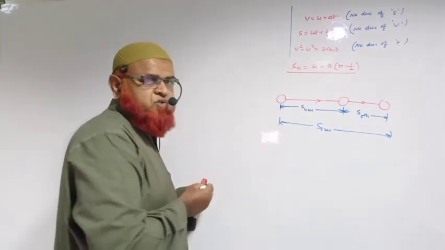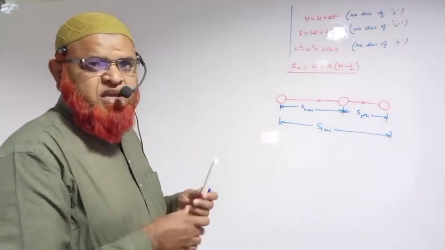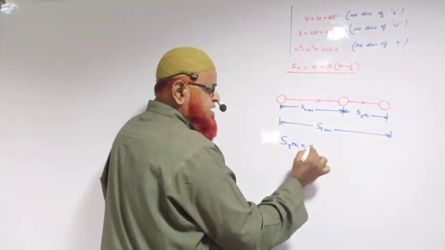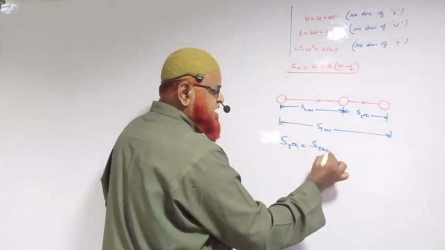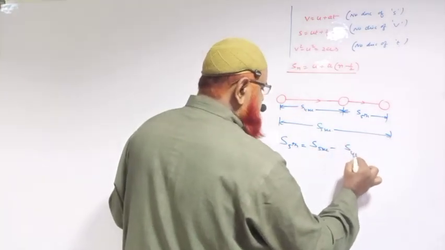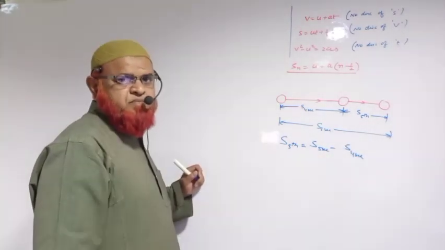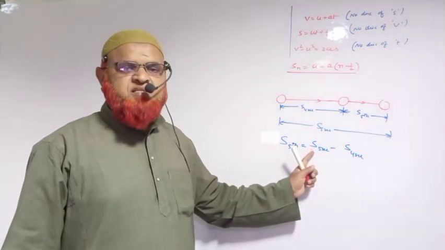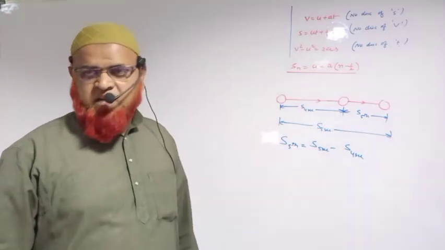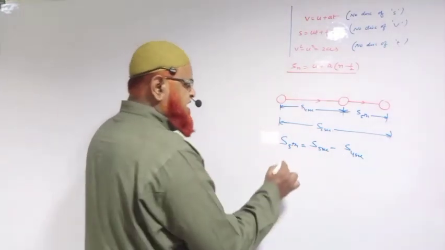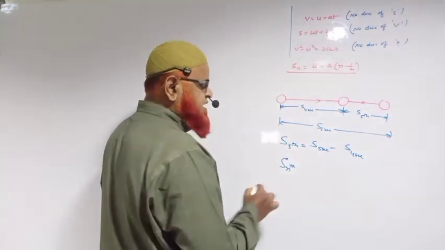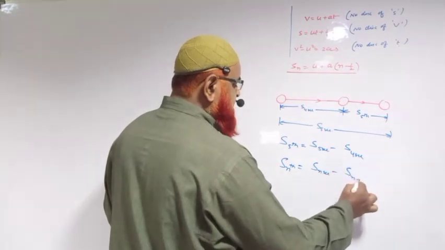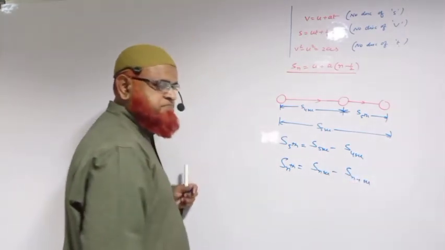Then in this case, what are you going to do? You just write the equation like this. Displacement traveled in the 5th second can be written as displacement traveled in 5 seconds minus displacement traveled in 4 seconds. Can you write like this? Yes? So in general you can write displacement traveled in nth second is equal to displacement traveled in n seconds minus displacement traveled in n minus 1 seconds. Can you write like this?